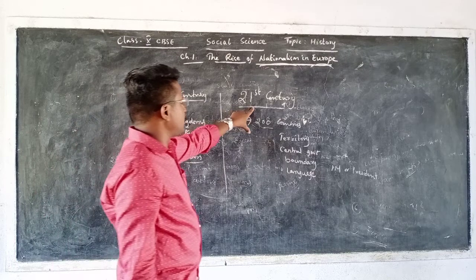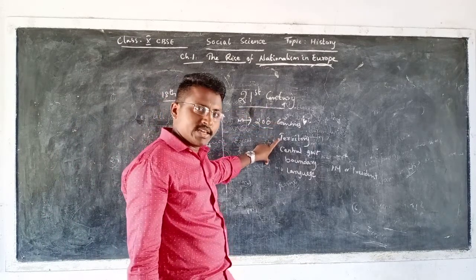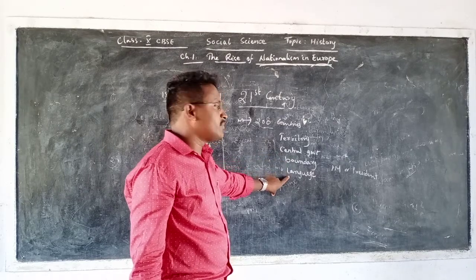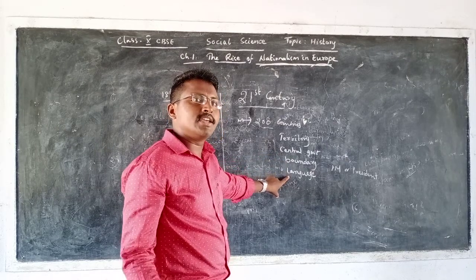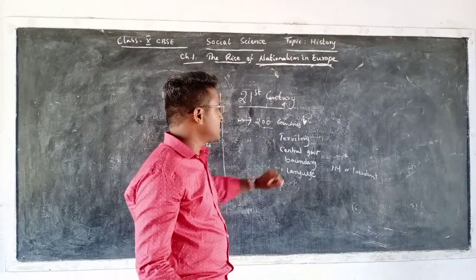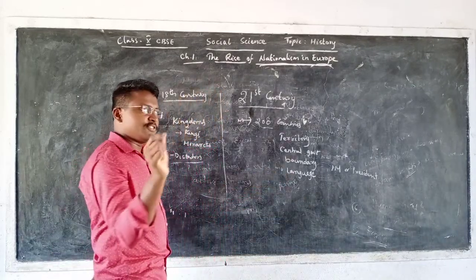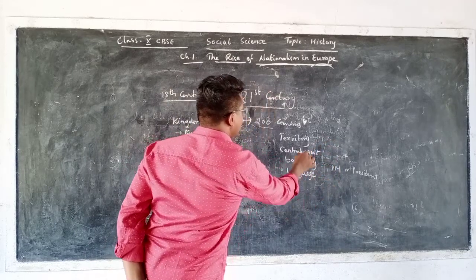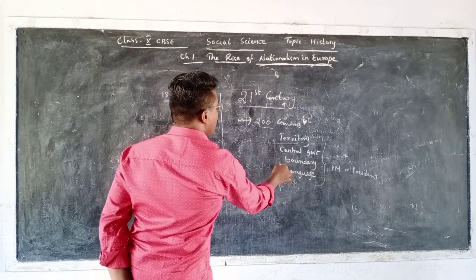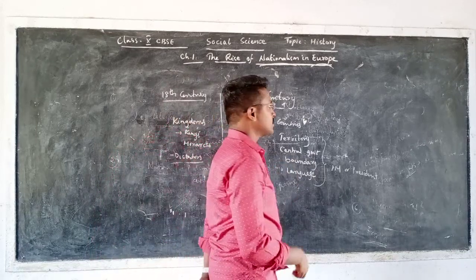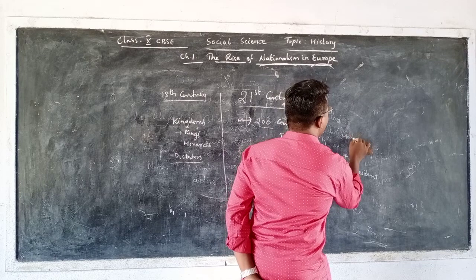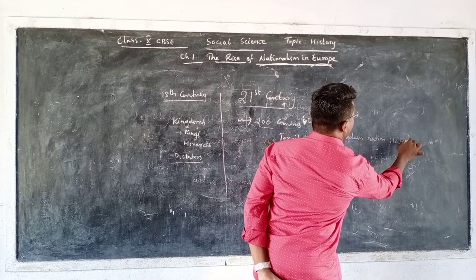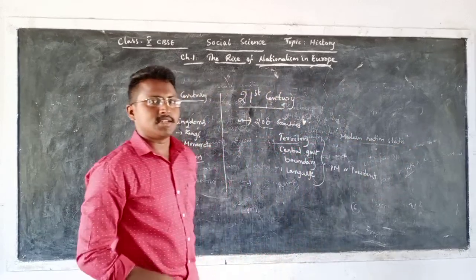But in the 21st century, we have a defined territory, a centralized government, boundaries, and a particular language. It can be a national language or an official language. So if we see any country having these features, a territory, government, boundary and language, we call those countries modern nation states.